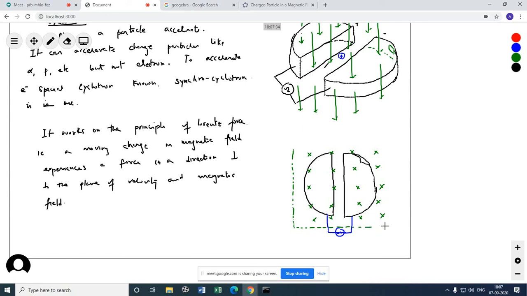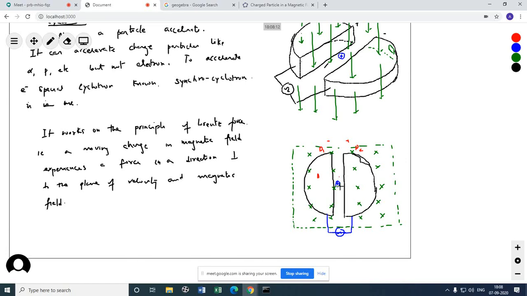Now when we place a small test charge here, let's say plus q, let me name this D1 and this D2. When we place the plus q at the source, D1 being negative, I am making D1 negative and D2 positive.